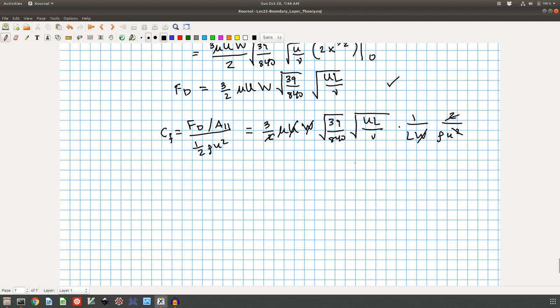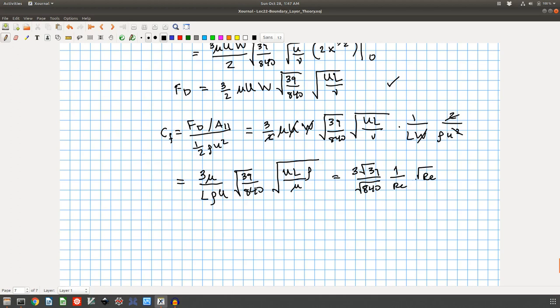And I'm going to rewrite this so it doesn't get too messy. I have 3 mu, and I've got an L in the bottom, and a rho in the bottom, and a u in the bottom. Okay, and then I've got a square root of 39 divided by 840, and I've got here square root of u L over nu, and remember, nu is mu over rho. Okay, so this looks like 3 square root of 39 divided by square root of 840. And then this here, rho u L over mu, that's 1 over the Reynolds number. And this is rho L u over mu, that's the square root of the Reynolds number.